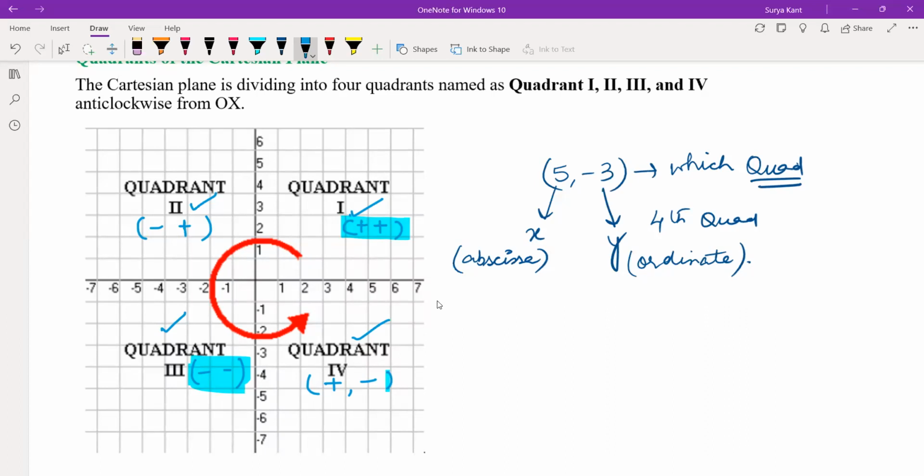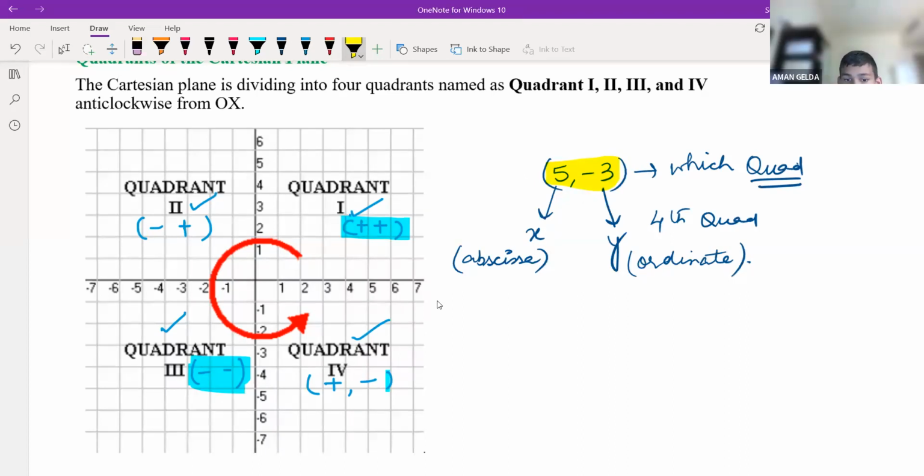mentioned over here. So 5 comma minus 3. Which quadrant does this lie in? x is positive, y is negative. So which quadrant does this lie in? Fourth one, right? Yes, the fourth one. This is the fourth quadrant. It's very simple. If both are positive or both are negative, it is first and third. If one is positive and the other is negative, then it is second or fourth quadrant, right?